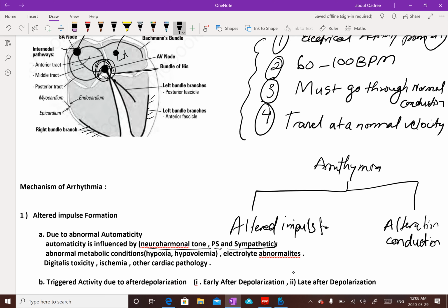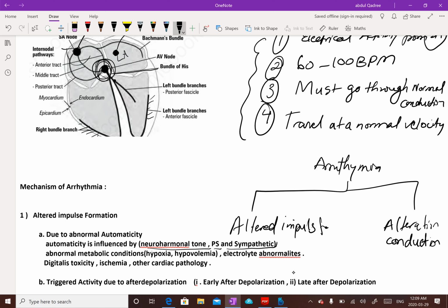Electrolyte imbalances, for example, hypokalemia can cause myocardium cells to form different kinds of pacemaker activity, specialized myocardial cells, and hypocalcemia or hypercalcemia can cause an increase in the generation of impulses and stuff like that. And for example, digitalis toxicity, ischemia, other cardiac pathologies such as previous myocardial infarction, stuff like that. So you understand my point.